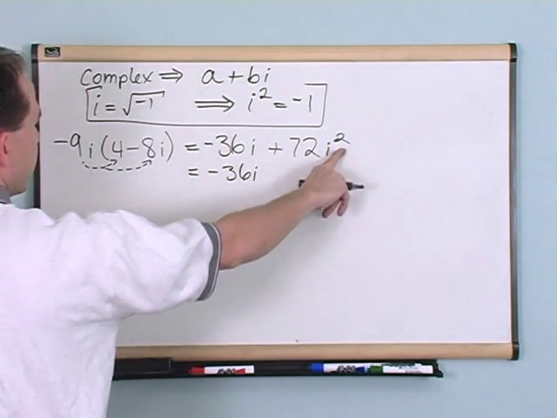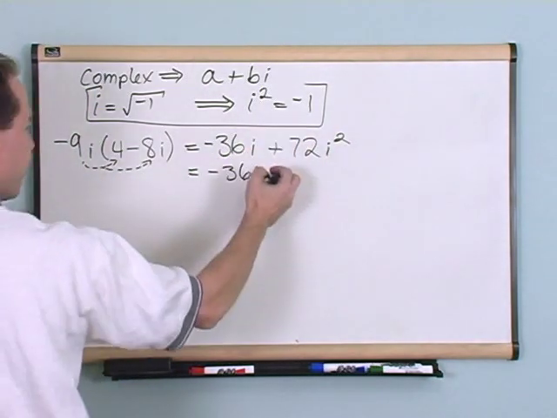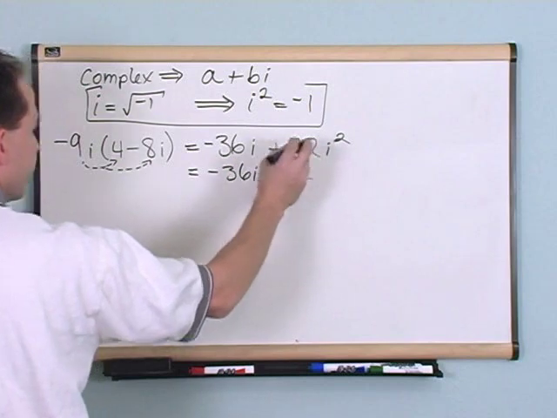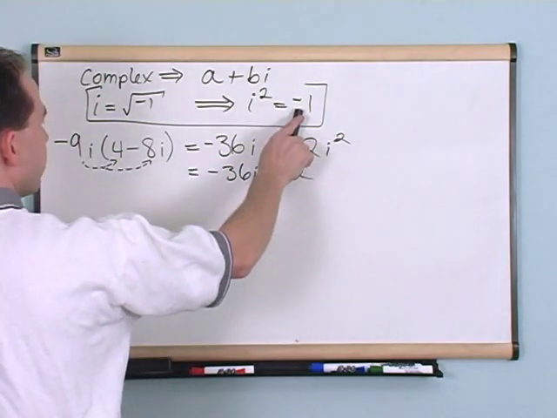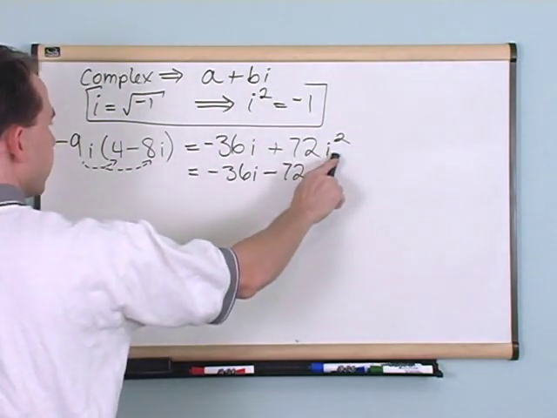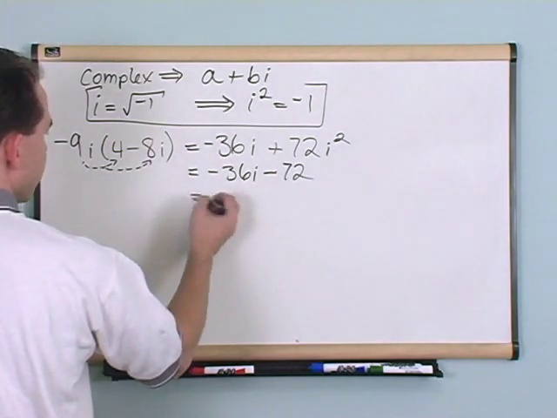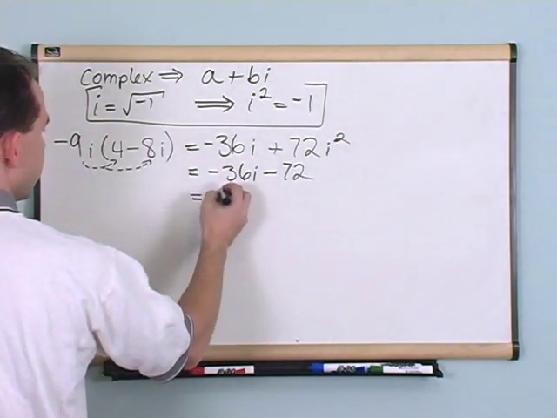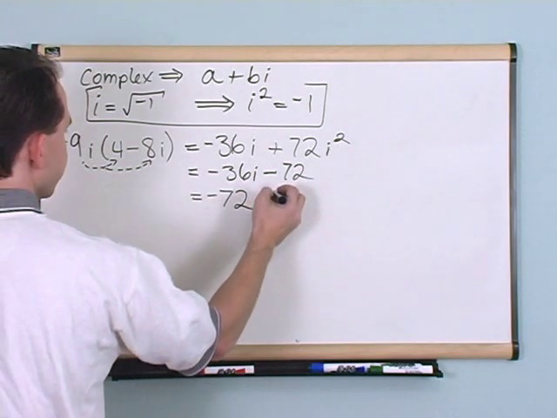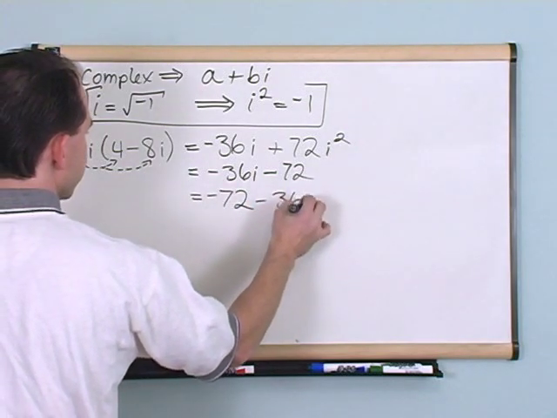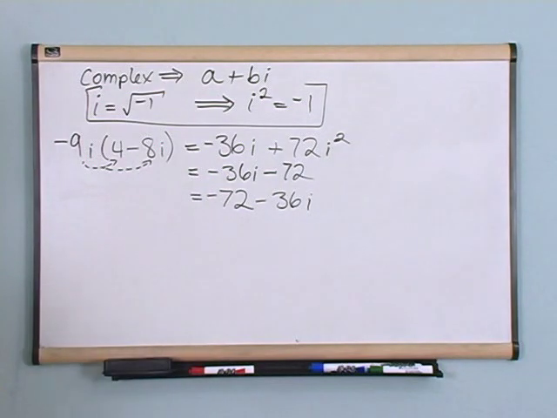Okay? Which equals negative 36i. I squared is just negative 1, so I'm going to write this as minus 72. If this is 72 times a negative 1, I can move that out in front and make it minus 72. And of course, to write this in the proper form, my real part needs to come first: negative 72 minus 36i. Okay? Not too bad.